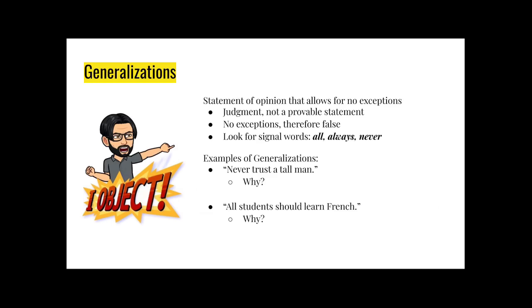Generalizations are also statements of opinion, but how they differ is in that they allow for no exceptions. They are making purely objective statements that cannot be looked at any other way. There's no other options. A generalization is a judgment made by an individual. It is not a proven statement. Given the fact that there are no exceptions to a generalization, these are mostly going to be false.